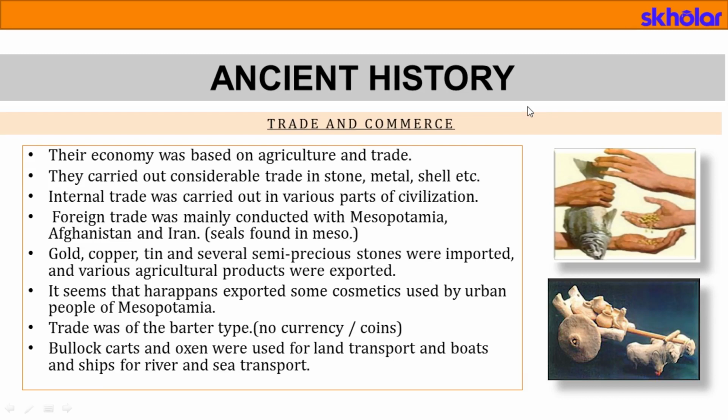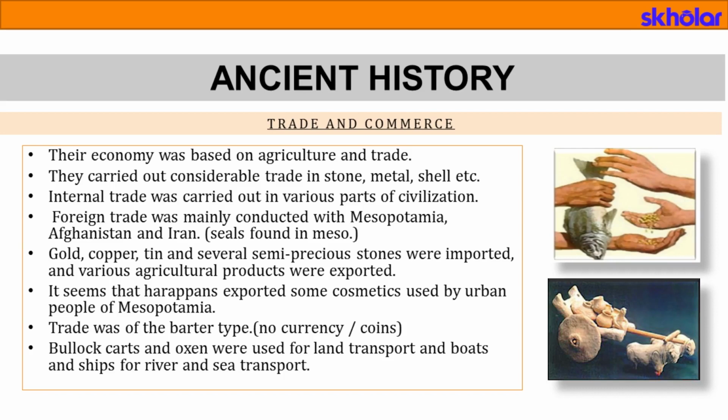Now let's take a look at how trade and commerce used to be carried out. The Indus Valley community was predominantly a trading community. How can we conclude that? Because we have found more seals in the Indus Valley Civilization than weapons, and that is why we say they were primarily a trading community. What they traded in and how they traded is the subject matter now.